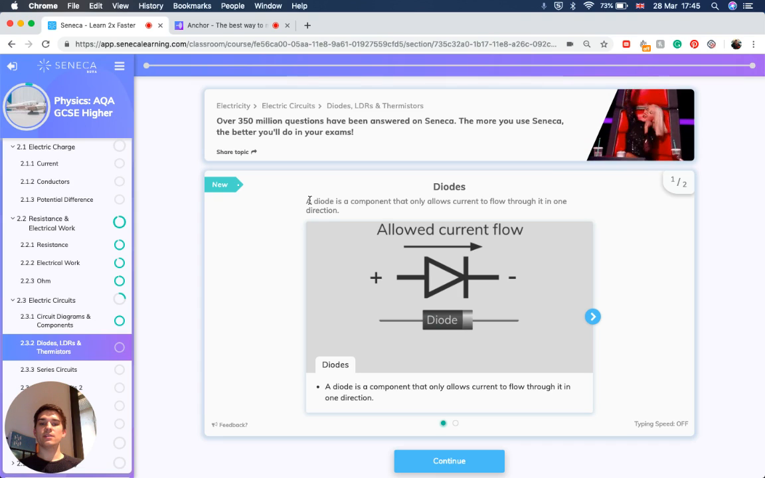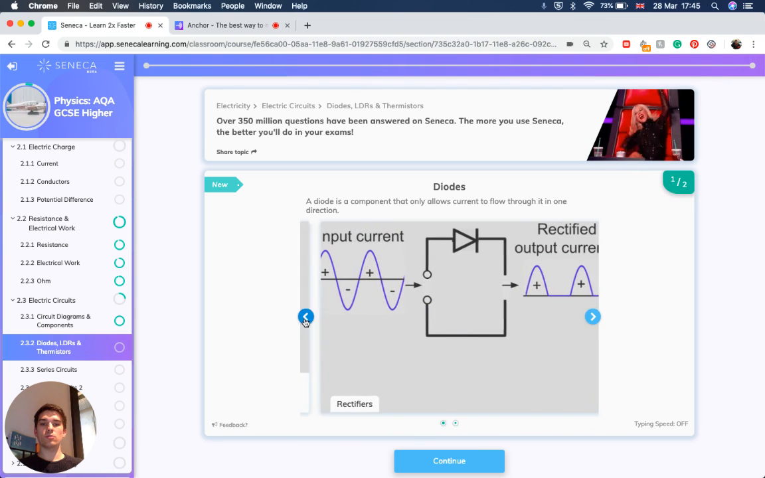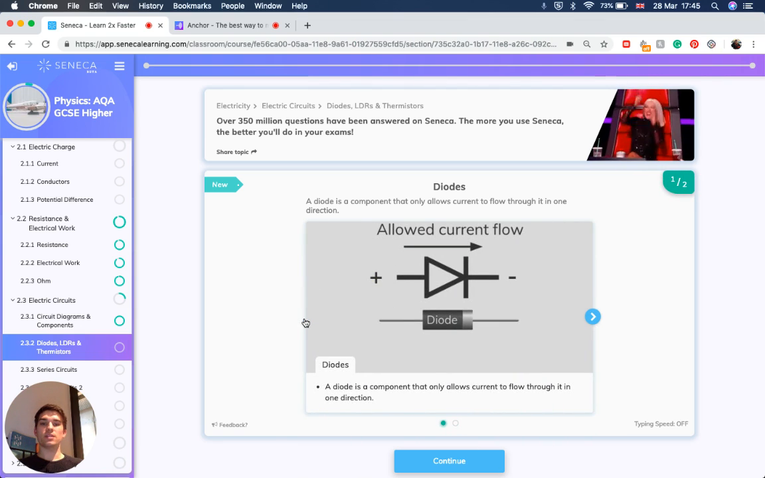And the diode is shown by a triangle which points in the direction that allows the current to flow. And it has a vertical line at the end of that triangle, almost like an arrow is pointing in to the vertical line.